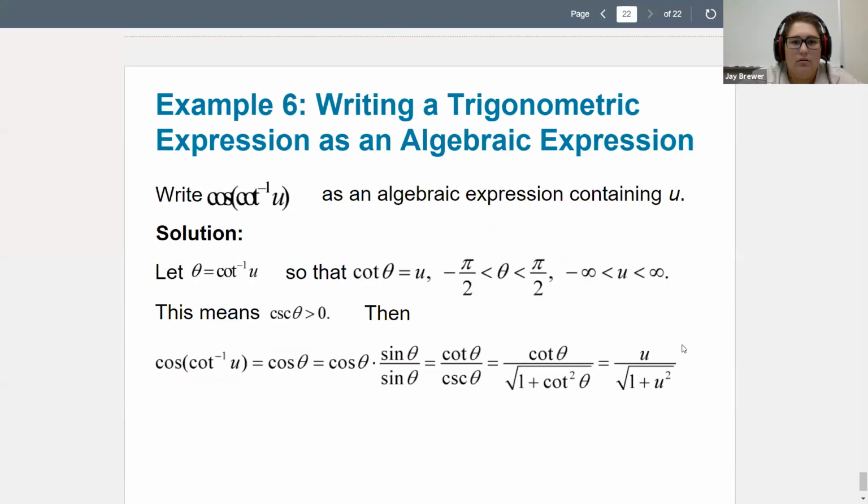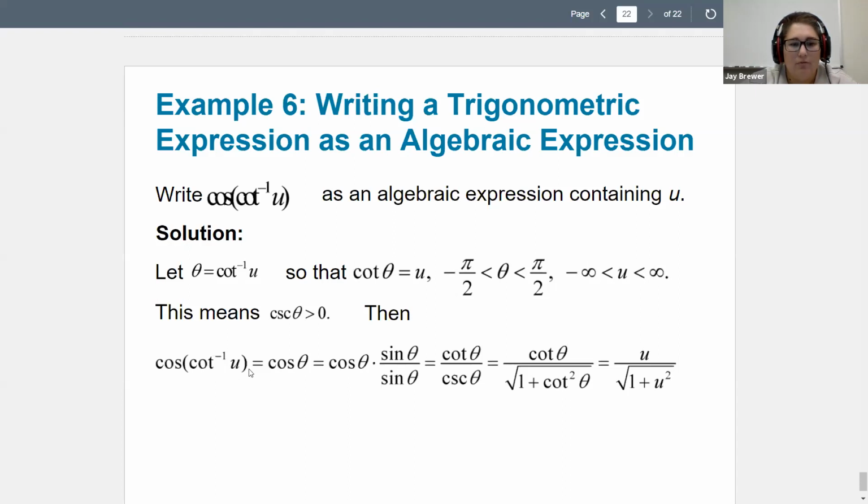Last one. Writing a trigonometric expression as an algebraic expression. Definitely pay attention to this example. Write cosine of cotangent inverse of u as an expression containing u. So if we let theta equal the inverse cotangent of u, so that cotangent theta equals u, from negative pi over 2 to pi over 2, and u is from negative infinity to infinity, this would mean that the cosecant would be positive.